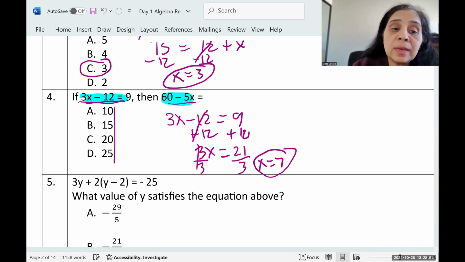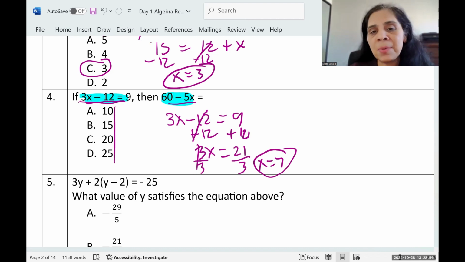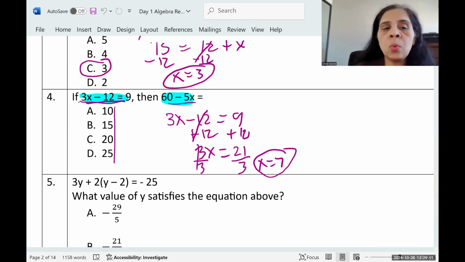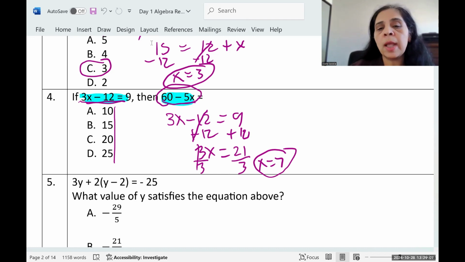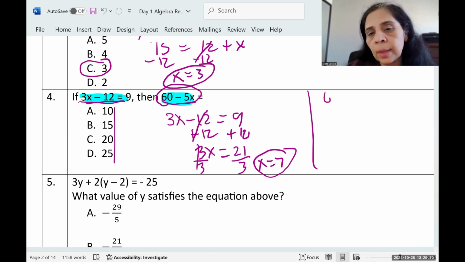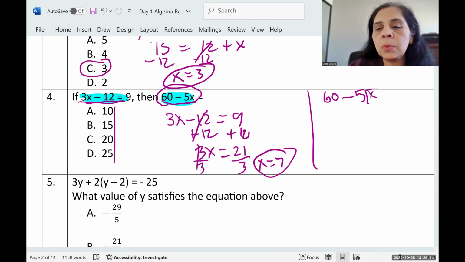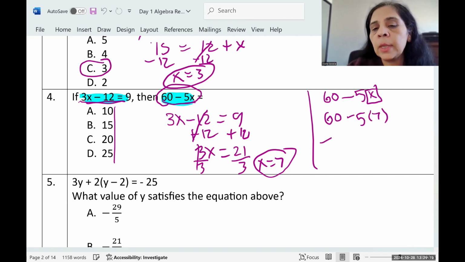Sometimes you will see in multiple choice that x is 7. Don't just choose that answer. Always ask yourself a question: is that what I'm looking for? No, I had to plug in 60 minus 5x. So wherever x is, we plug in 7. 60 minus 5 times 7 is 60 minus 35, which is 25.